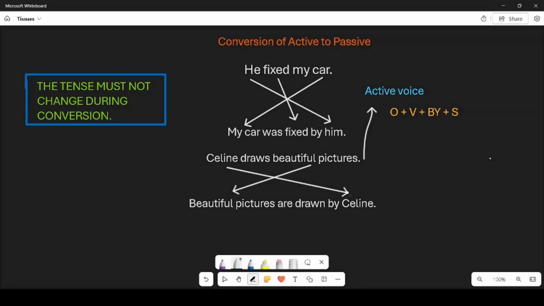Celine went to the end, and draws became are drawn. As you can see, the tense has not changed. This is in simple present, and this is also in simple present. It has not changed the tense. The word are shows you that it's still in simple present, and the word draws over here shows you that it's still in simple present.